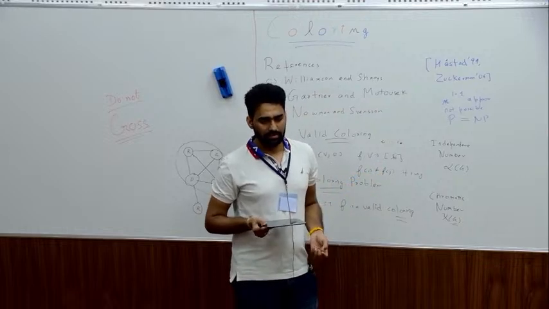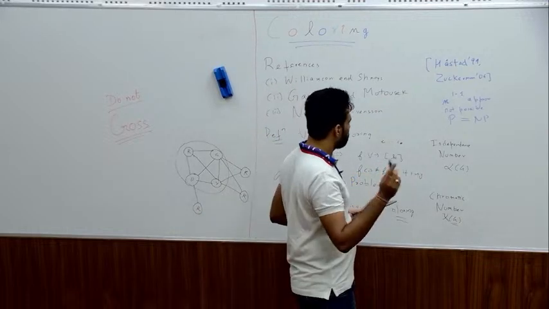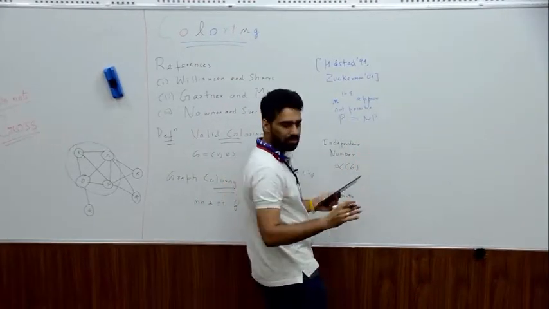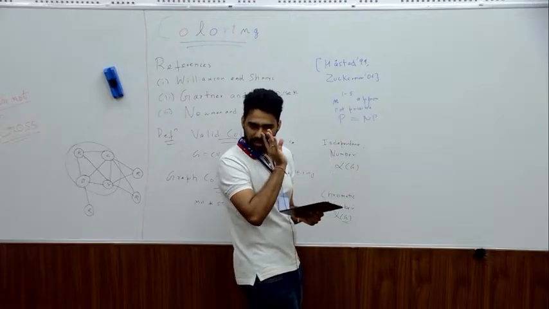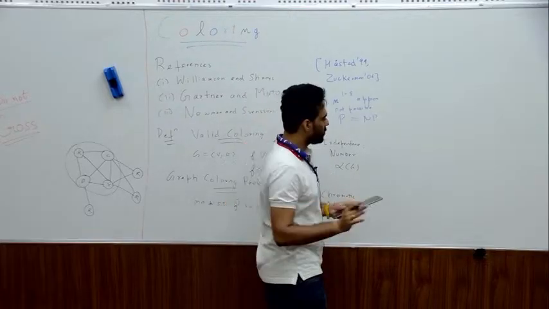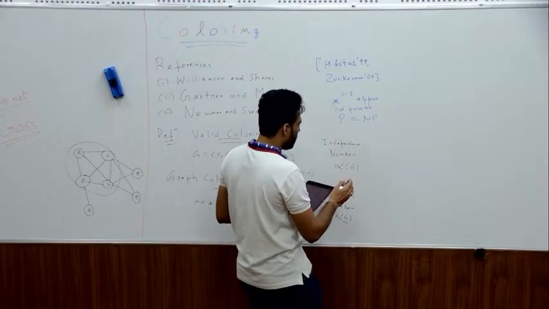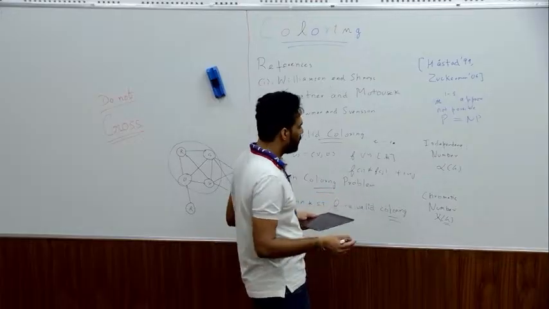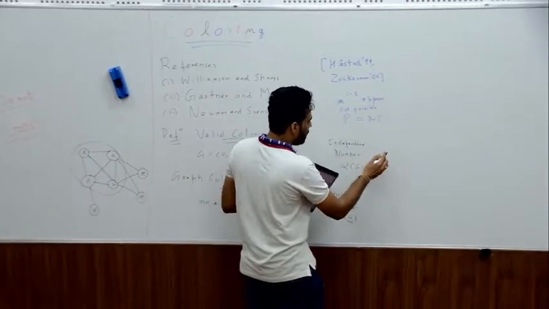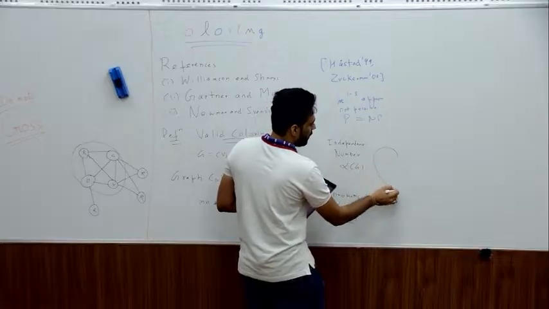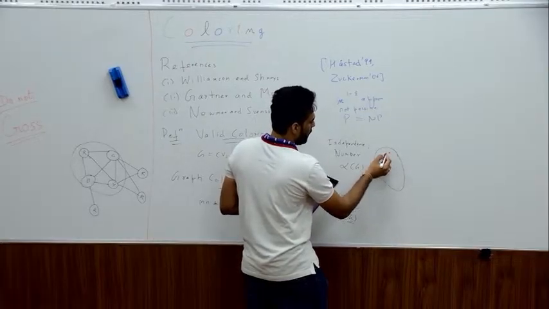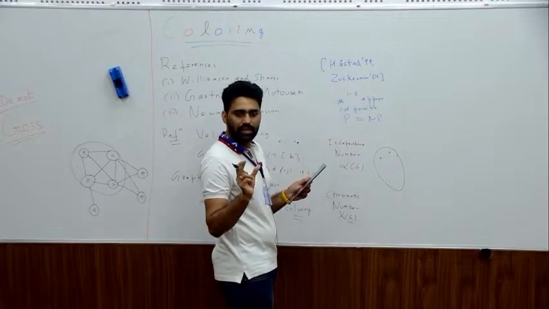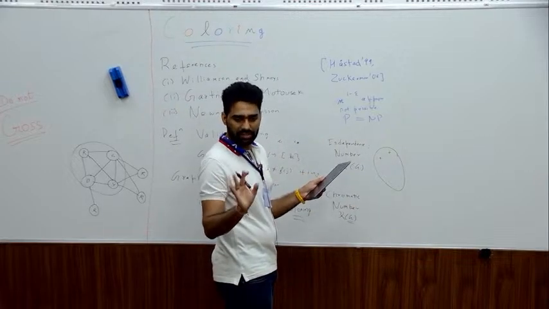Sorry, what is the independence number? Independence number is the size of the maximum independent set in the graph. I hope you know what an independent set in a graph means. No? Okay, think about it this way. Let us say you are given a graph. You basically want to find a subset of vertices such that every pair in that subset does not have any edge between them.